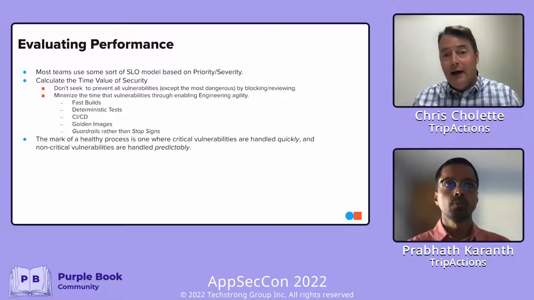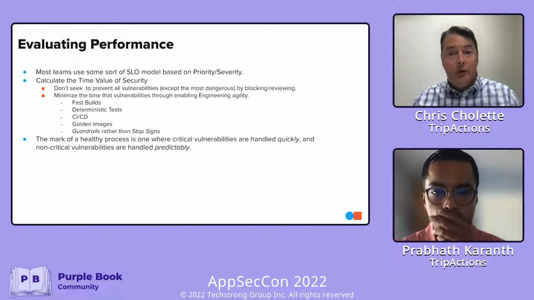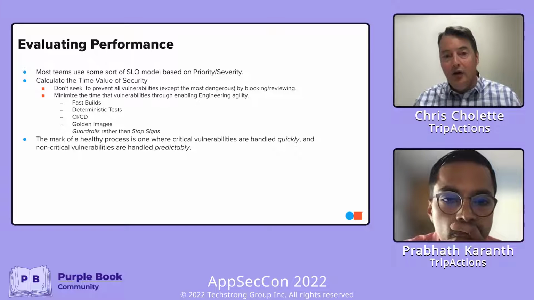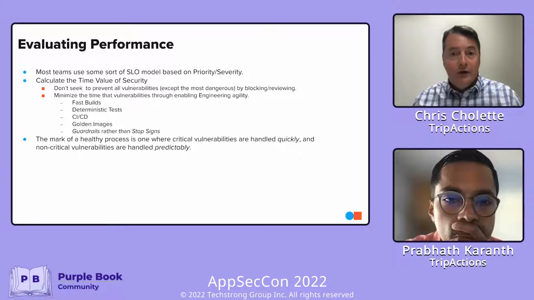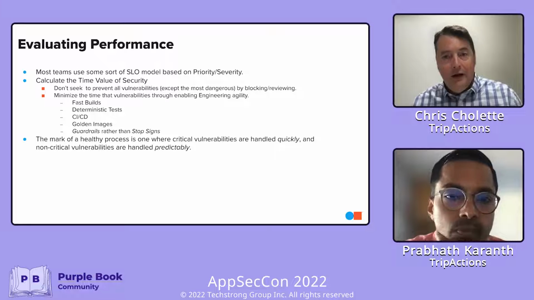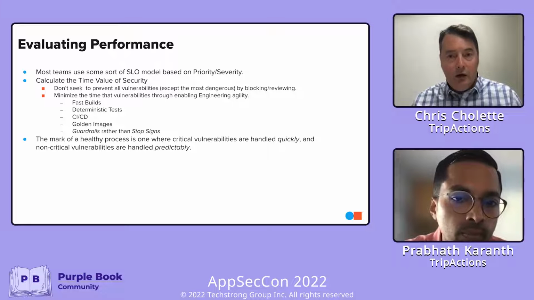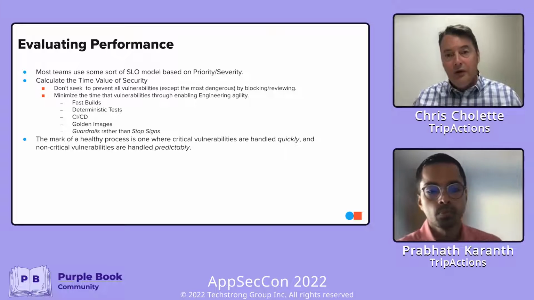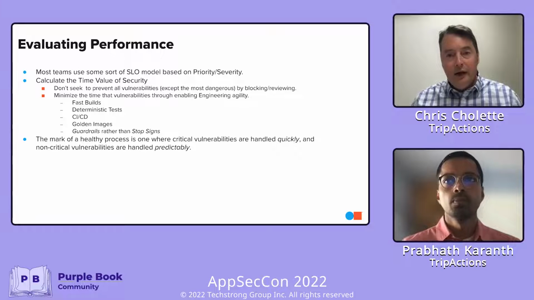And then minimize the time that the vulnerabilities exist through engineering agility, fast builds, deterministic tests, CI/CD, golden images, and really focus on guardrails rather than stop signs. We don't want to block teams because ultimately that's always going to create friction. It's ultimately going to go against our goals, which is to push security updates and good security practices across the organization as much as possible.